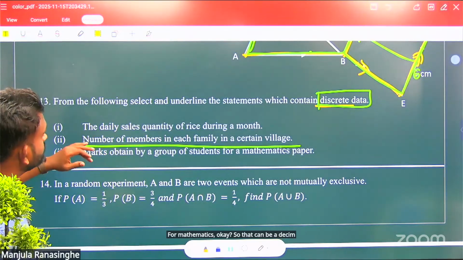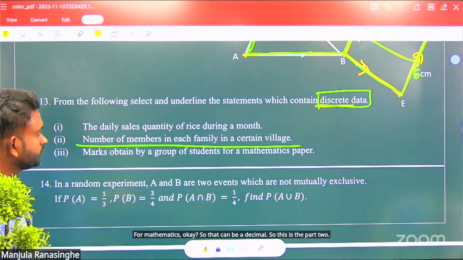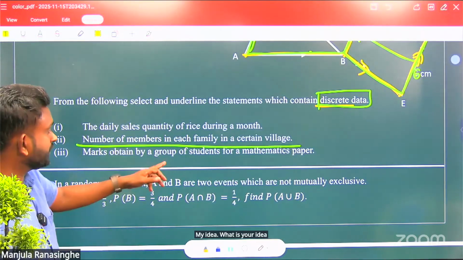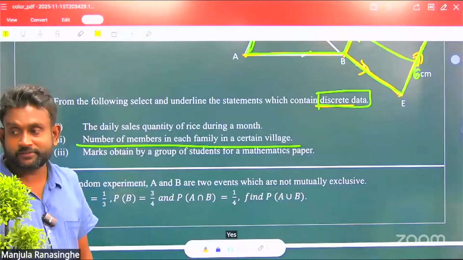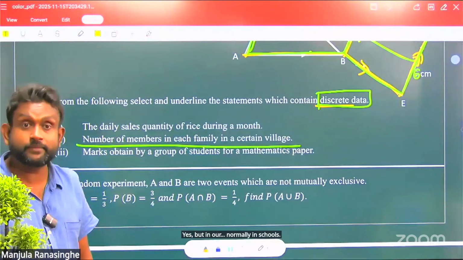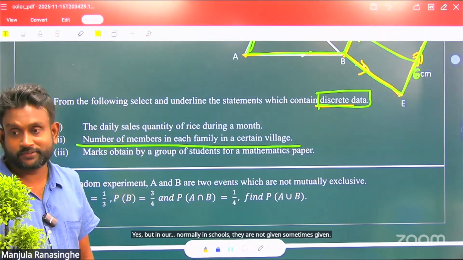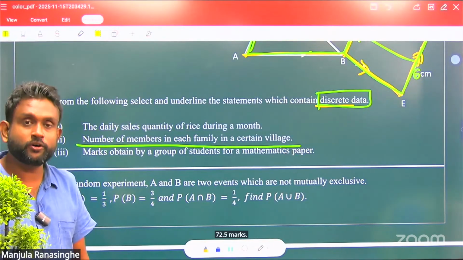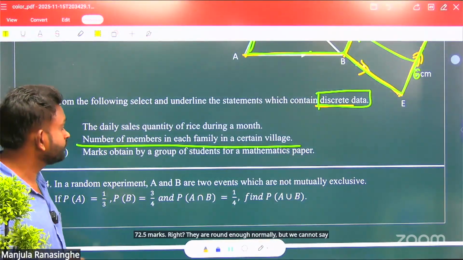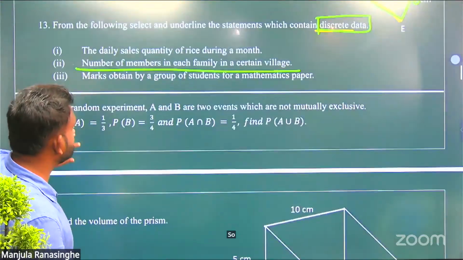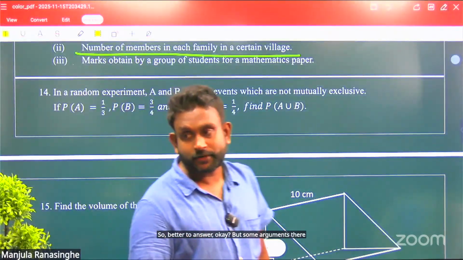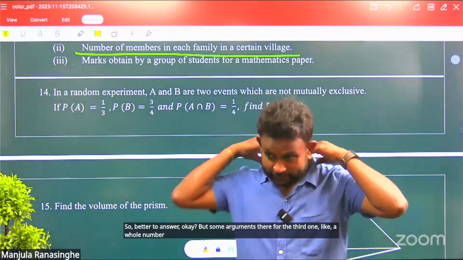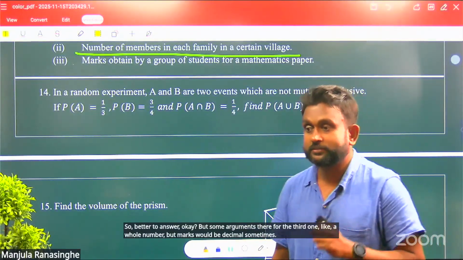So this is part 2. My idea, what is your idea? Did you underline this one also, marks of the mathematics paper? No, sir. Yes, but normally in schools they are not giving decimals. Sometimes we give 72.5 marks, right? They are rounding off normally, but we cannot say that for all exams. So it is better to answer carefully. But there is some argument for the third one, since marks are like whole numbers but could sometimes be decimals. Marks can be decimals.